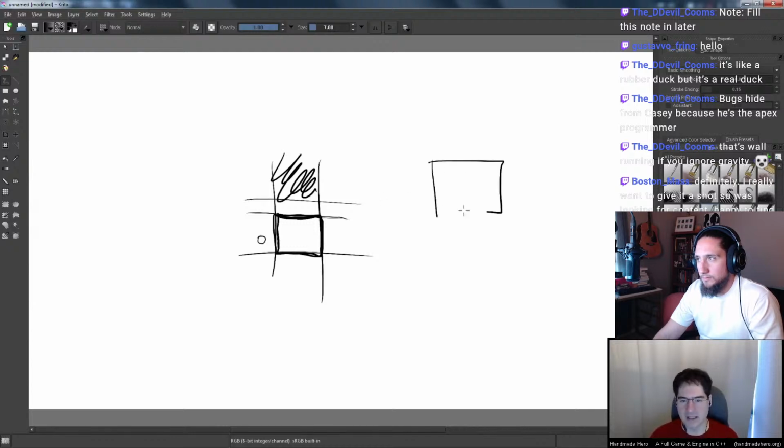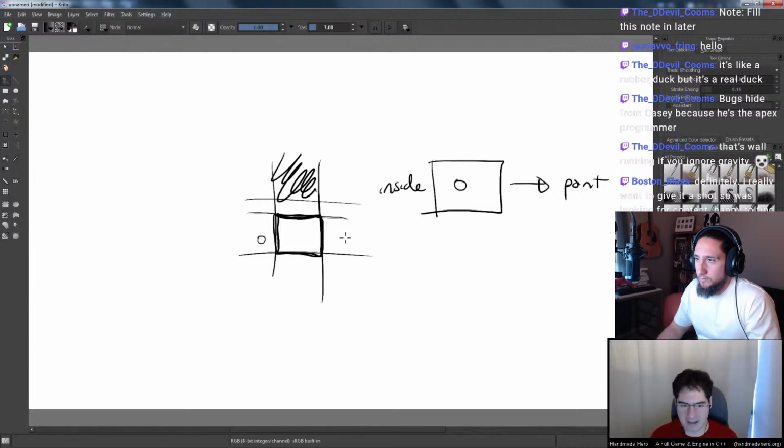Well, the cases are either the point's inside our rectangle, so the point's like somewhere in here. If the point's inside, then it's just the point. If it's not inside, that means that nowhere inside this rectangle could possibly be the closest point. The only places that could be the closest point are on the edges.